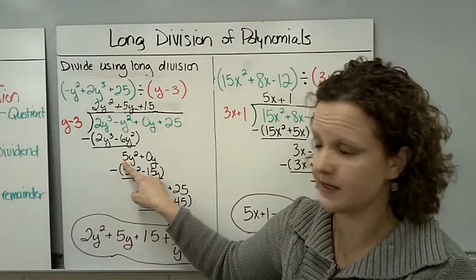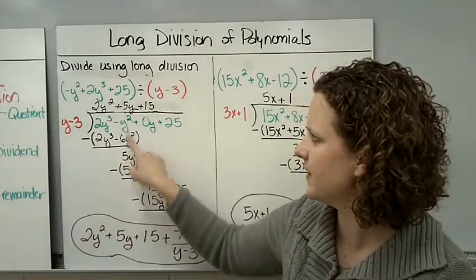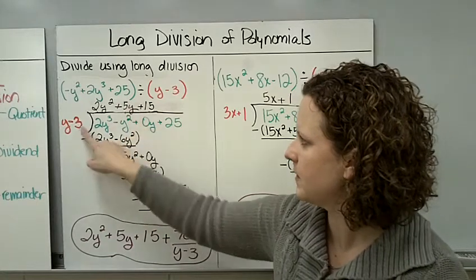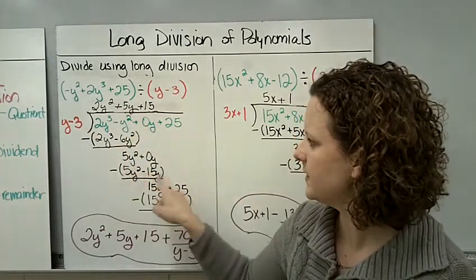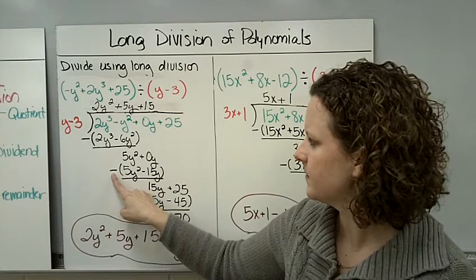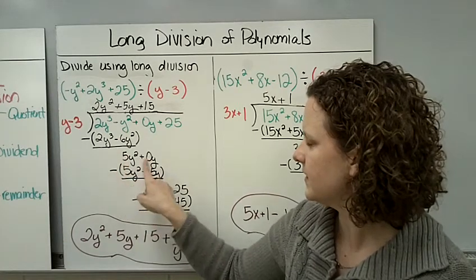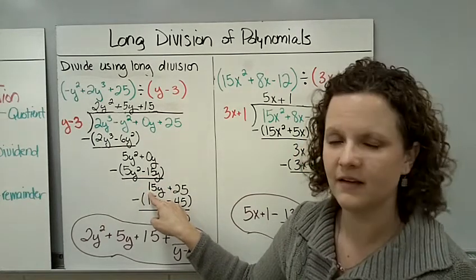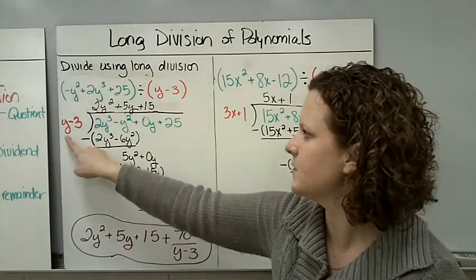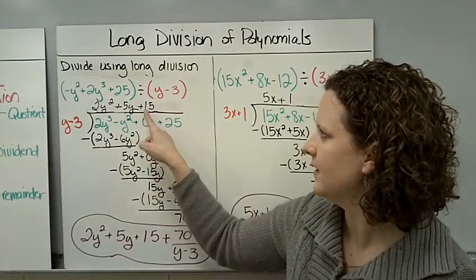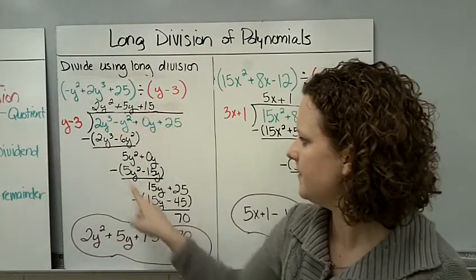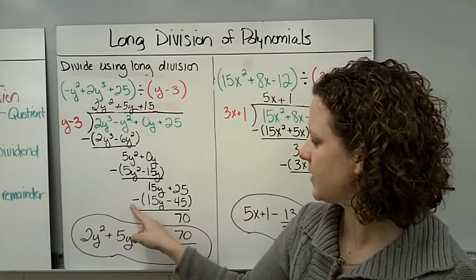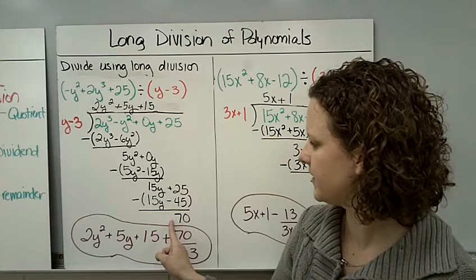Then I repeat the process. y goes into 5y squared 5y times. Multiply, put some parentheses and subtract. Okay, we get 0, 0y minus a negative, which is plus 15y. And you do it one more time. How many times does y go into 15y? 15 times. Multiply and subtract. So that's my remainder.